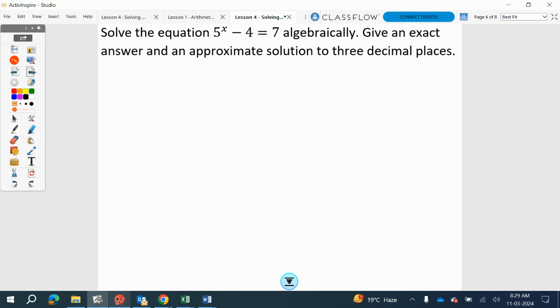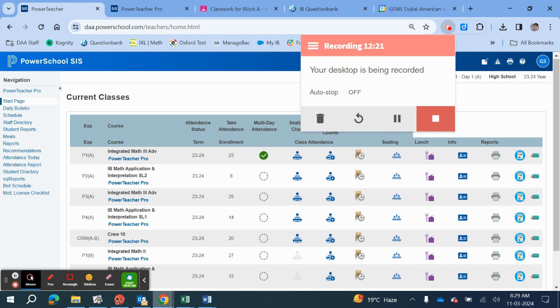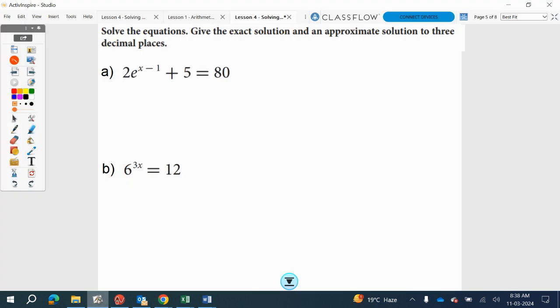Okay, have a go at this question for yourself. So this first one, we need to take away 2 from both sides. We get 2 e to the x minus 1 is equal to 75. Divide by 2, e to the x minus 1 is 37.5, of course, yes.